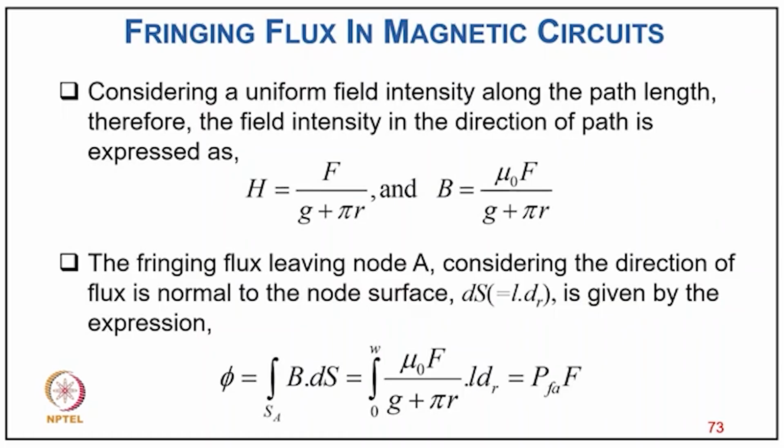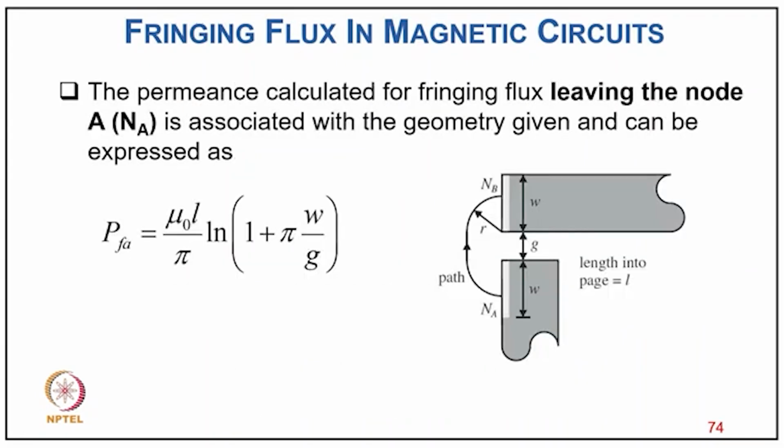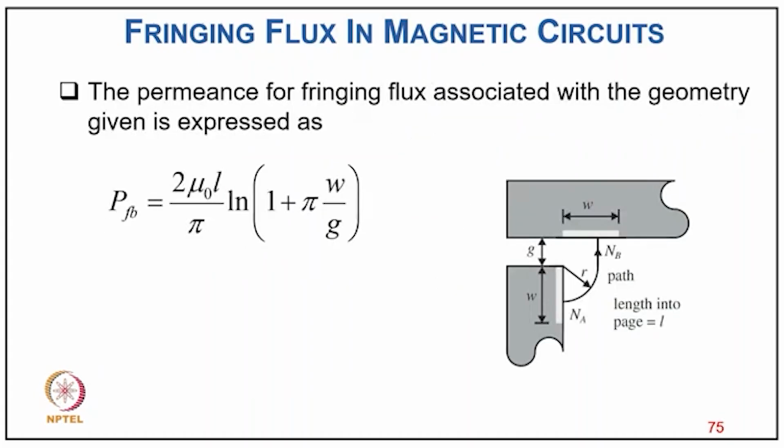So here phi equal to integral SA B into ds, equal to integral 0 to W mu 0 F upon G plus pi r into L dr, and that is PFA into F. So you can call it the permeance calculated for fringing flux leaving the node A, and A is associated with the geometry given and can be expressed as PFA equal to mu 0 L upon pi logarithmic 1 plus pi upon W upon G, as you can see according to the geometry.